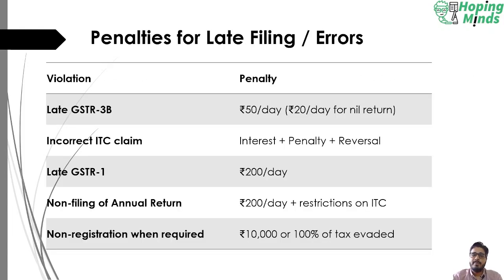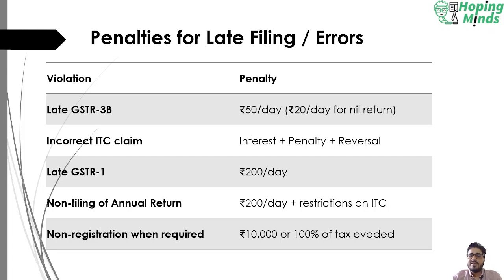So the GST department charges penalties, late filing fee and interest in case of defaults in GST returns. Late filing of GSTR 3B attracts rupees 50 per day, or rupees 20 per day in case of nil return. Incorrect claim of input tax credit attracts interest plus penalty plus the reversal.